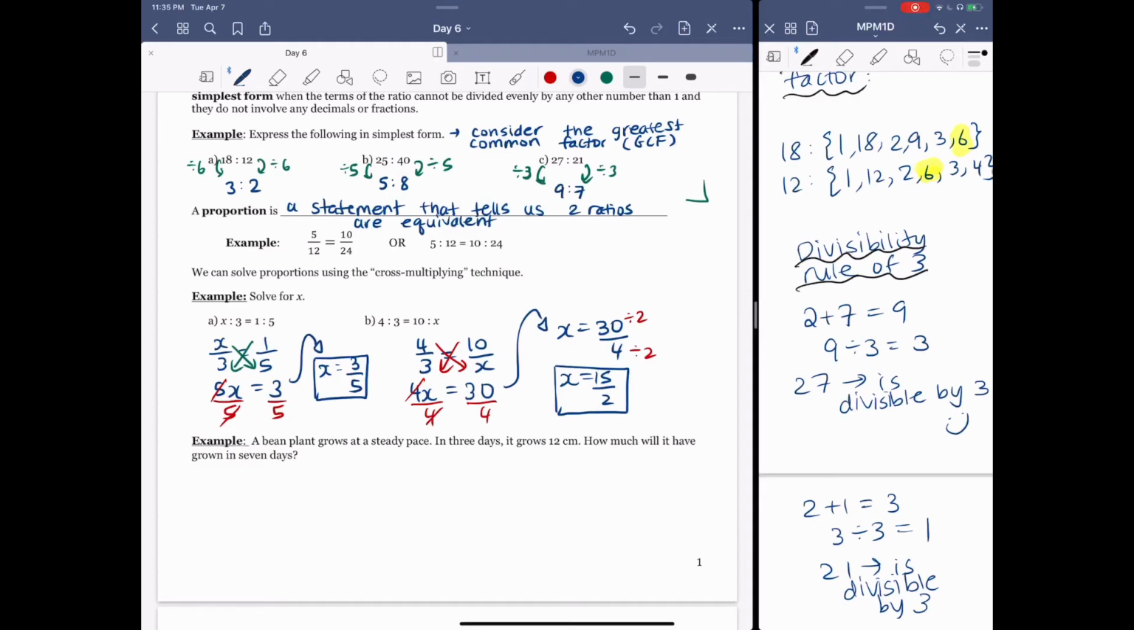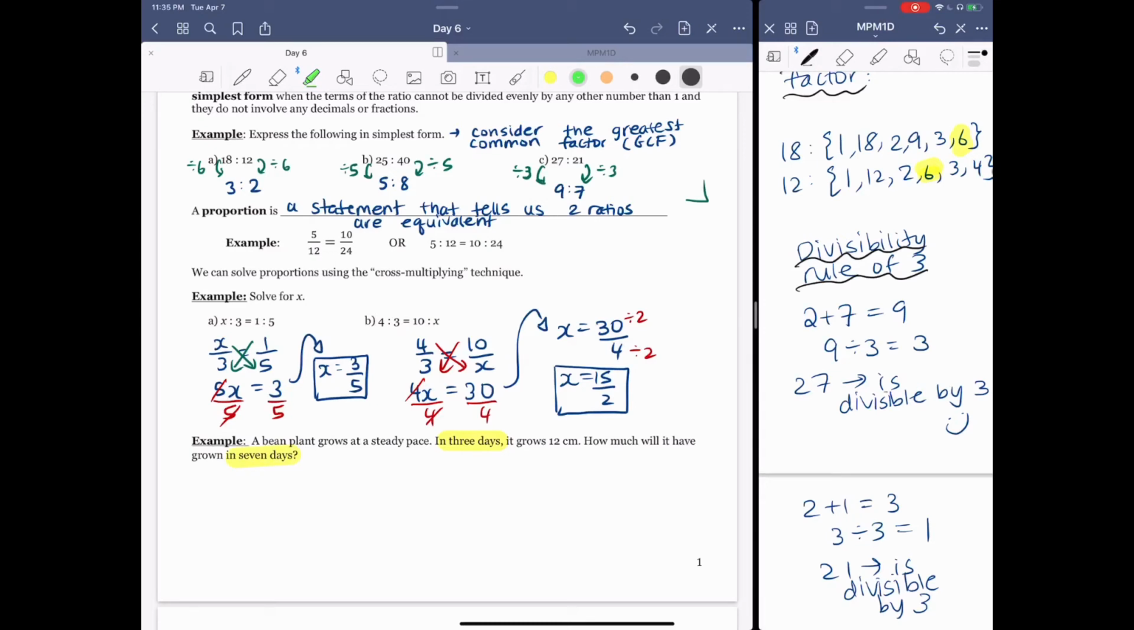Next question. A bean plant grows at a steady pace. In 3 days, it grows 12 centimeters. How much will it have grown in 7 days? So when I read this kind of question, I like to break down the units. So it says in 3 days, it grows 12 centimeters. How much will it grow in 7 days?